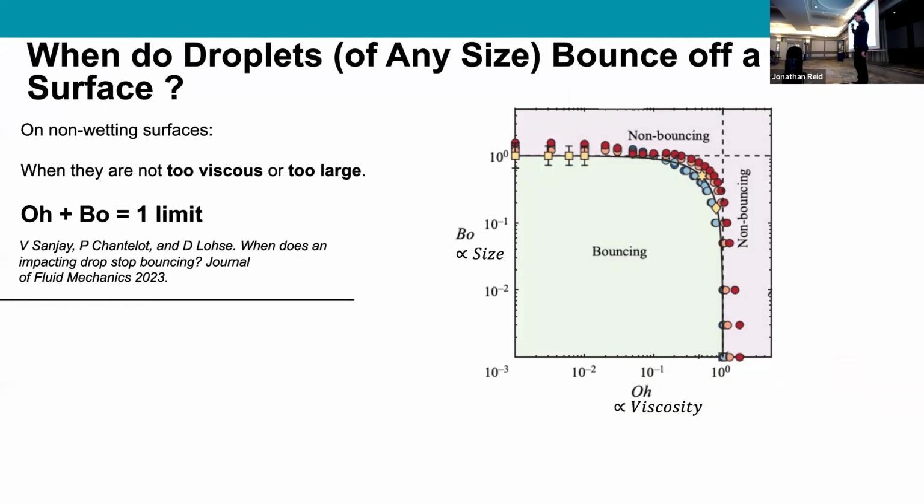Well, there are two main special cases that are very well studied. The first is on non-wetting substances, substances that don't like to be wetted. Droplets should always bounce off these surfaces unless they're too viscous or too large. That's stated in this limiting case: the Ohnesorge number plus the Bond number equals 1, where the Ohnesorge number scales with viscosity, and the Bond number is gravity versus surface tension.